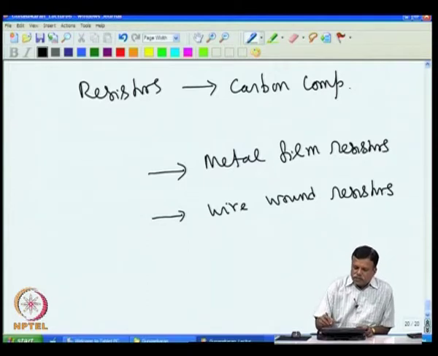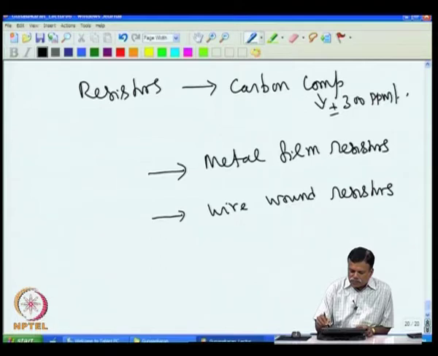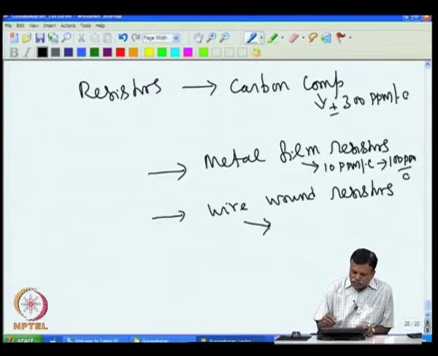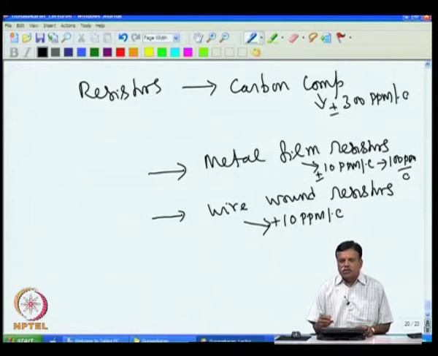Now, if you look at the carbon composition resistors, the temperature coefficient is very high, you get plus or minus 300 ppm per degree C. Now, if you look at the metal film resistors, you get 10 ppm per degree C to 100 ppm per degree C. Wire wound resistors, with manganin at the lowest side, you will get again 10 ppm per degree C. These are plus or minus. Manganin means only plus, not minus, 10 ppm per degree C.